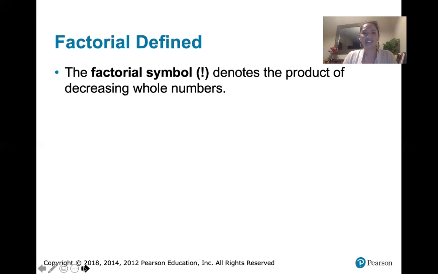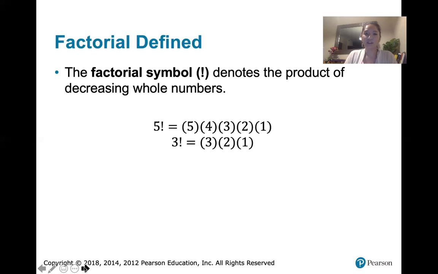Factorial is denoted by this exclamation point. It doesn't mean you're excited. It actually means something mathematically. This denotes the product of decreasing whole numbers. So if I'm looking at 5 factorial, there's a number to the left of that exclamation point. It's 5. You start with 5 and then you multiply all the way down, decreasing that integer by 1 every time until you get to 1. So 5 factorial is 5 times 4 times 3 times 2 times 1. 3 factorial, for example, is 3 times 2 times 1.